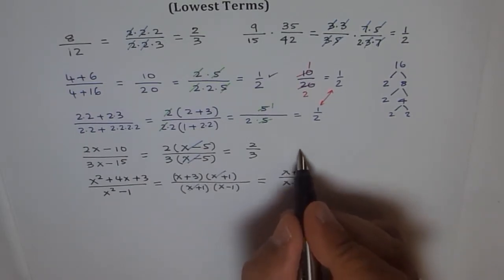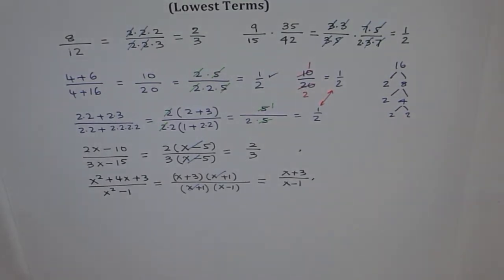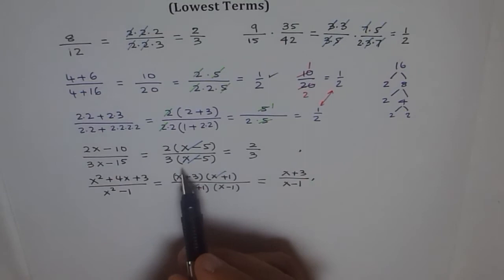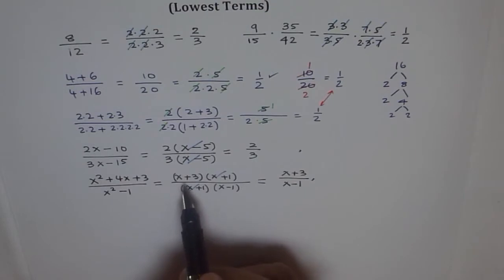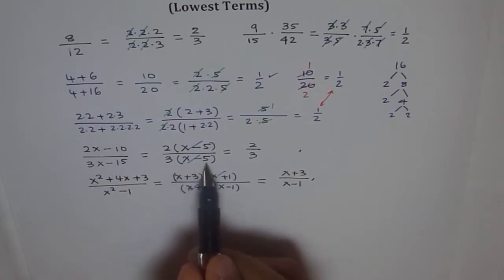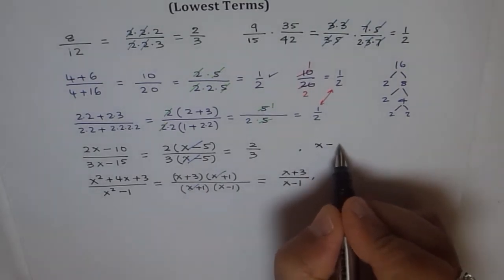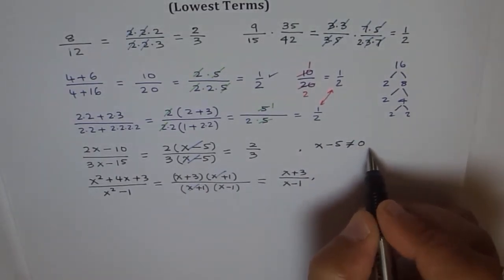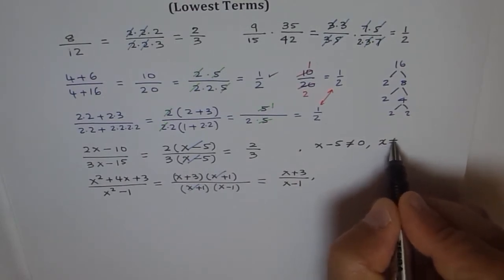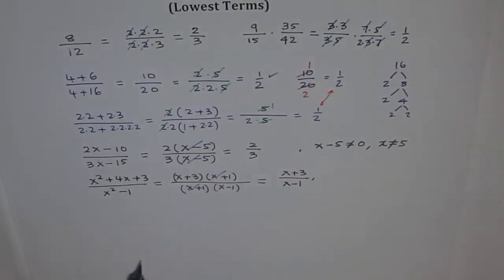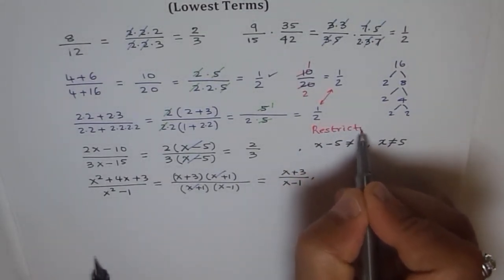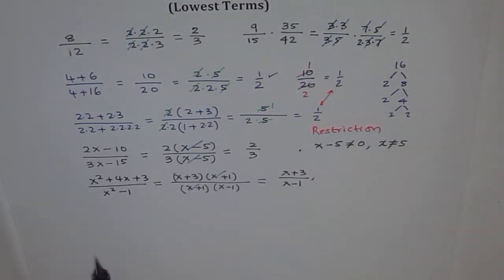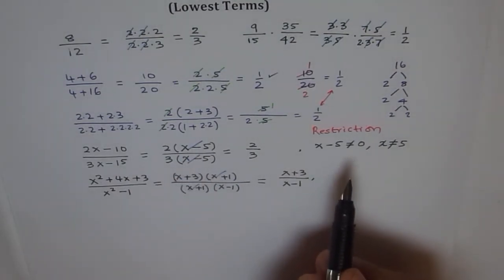Here and here, in both places, we have an important thing to understand. Before we cancel it out, we should remember that the denominator cannot be 0, since dividing by 0 is not possible. So what value of x will make this denominator 0? We say, well, x minus 5 should not be equal to 0. That means x is not equal to 5. So this is called our restriction, okay? So remember, restriction. Whenever we are talking about rational expressions, you have to note the restrictions. Even before you cancel them out, you should write down all the restrictions.